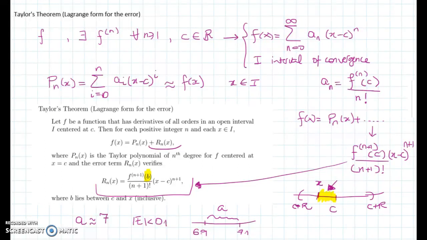So the error is just going to give us a bound, and this is what the error term Rn here is doing. It's just giving us a bound because it's not telling us what the value of B is. It's just telling us that for some B, this is going to work. And let's see now how we use this to actually find a bound.